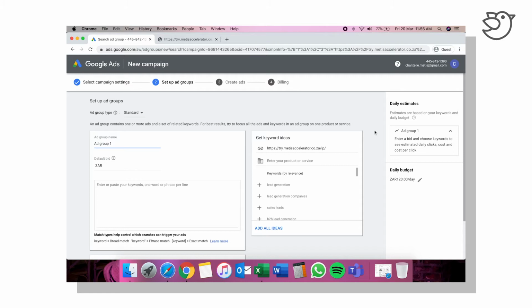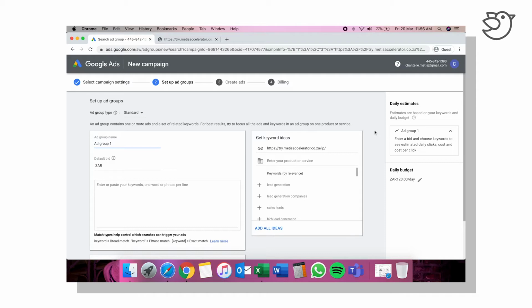Okay, so we're going to go through setting up an ad group, but I think before we do that, you might want to understand more what an ad group is. The simplest way to understand it is an ad group is a group of keywords that you want to show for, but that all have a similar theme to them.